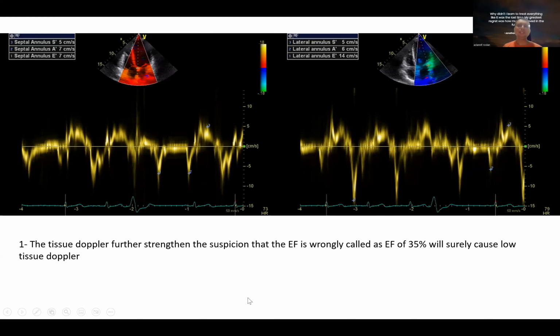Now, someone with an EF of 35%, meaning they have a global problem, I expect the tissue to be really unhealthy. But if you look at the septal E prime, it's 7 centimeters per second. Yes, this patient is young and should be much more than that, but at least 7 is considered normal. If you look at the lateral E prime, it's a whopping 14 centimeters per second. It's really normal. Surely an ejection fraction of 35% will give tissue Doppler that is very weak, but this is not the case here.